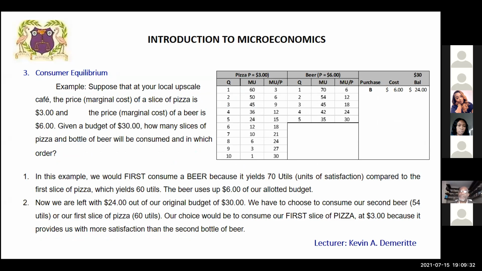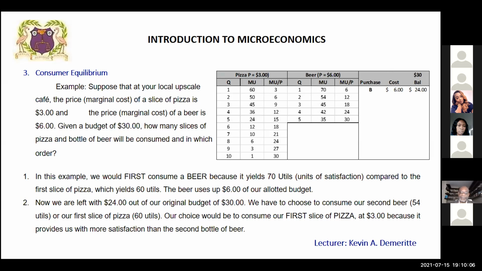The first thing, we would first buy a beer, all right? Because the beer is going to give you 70 units of satisfaction compared to a slice of pizza, all right? So you got $30 in your pocket, you buy a beer. A beer costs $6. So that's my first purchase. You see, we included a new table on the right. I purchased 1 beer, that's why I put the B there. My first purchase of a beer cost me $6. I'm left with $24. So we are left with $24 out of our original budget.